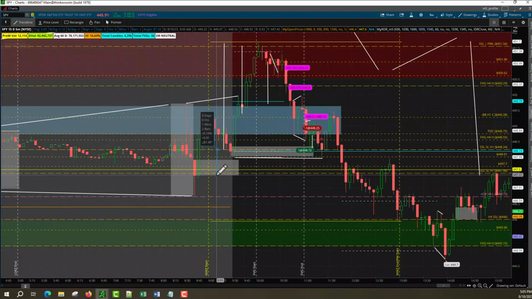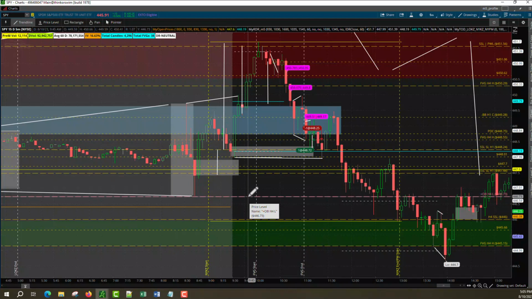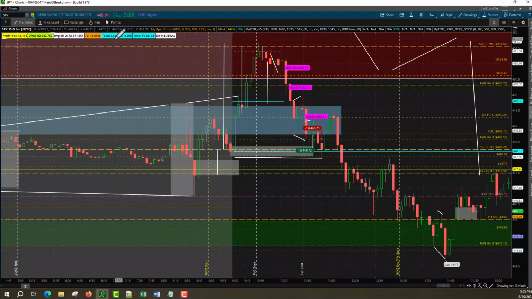So it's about 1 to 3 or 1 to 2 risk reward ratio right there. Yes, that's the trade we missed.